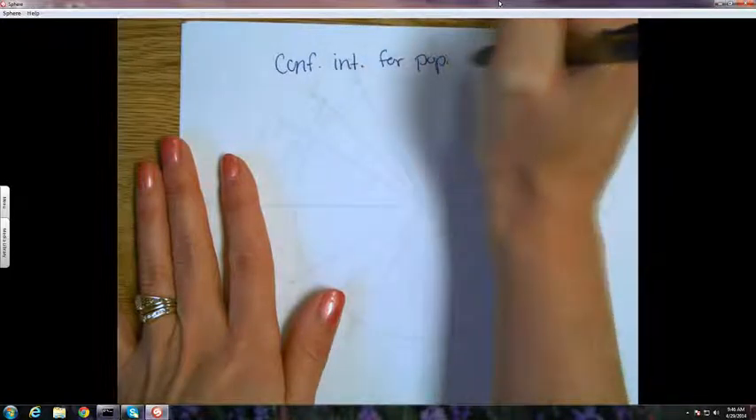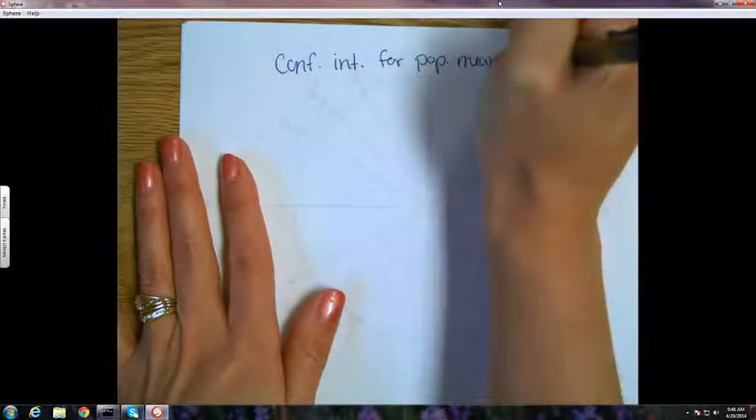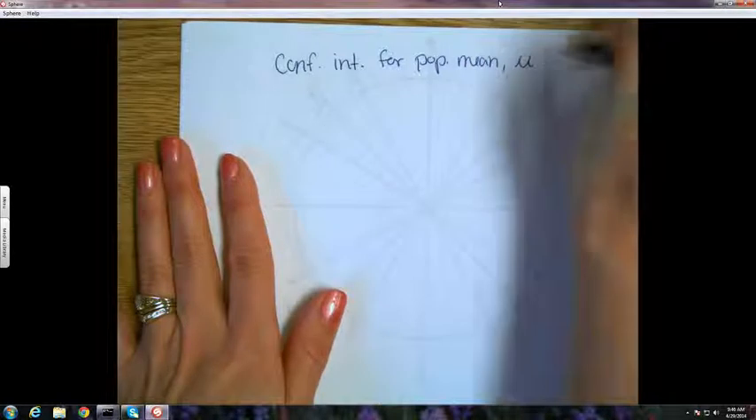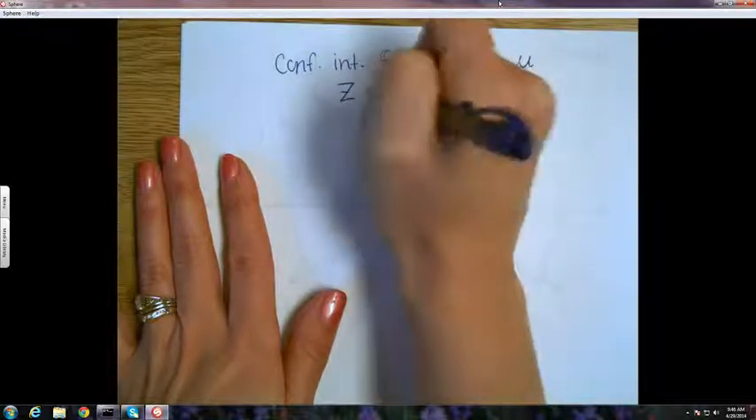Okay, now that we've got both things going, there'll be a section of problems where I'm not going to make you find all the intervals. All I want you to do is tell me whether you should be doing the Z or the T. So I'm going to give you a little flow chart. Confidence interval for population mean, mu. Should I be doing Z or T?